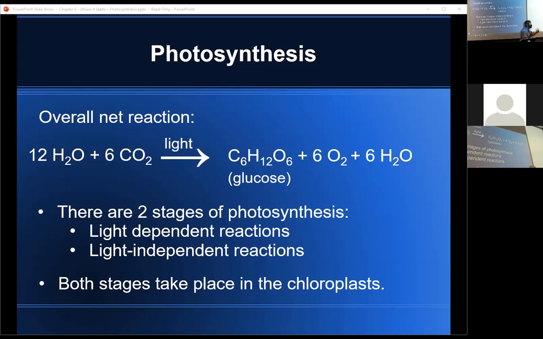Remember, we can divide metabolic pathways into two types: anabolic pathways and catabolic pathways. This is an anabolic pathway. This is where we're taking small, low-energy reactants, in this case water and CO2, and we're making large, high-energy products, in this case glucose, C6H12O6. So we're building, we're making something bigger. An anabolic pathway will tend to have endergonic reactions. We need to put energy in to build these bigger, higher energy molecules like glucose.